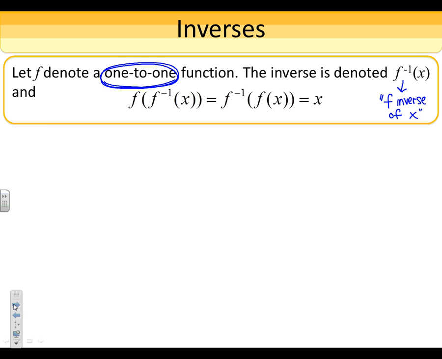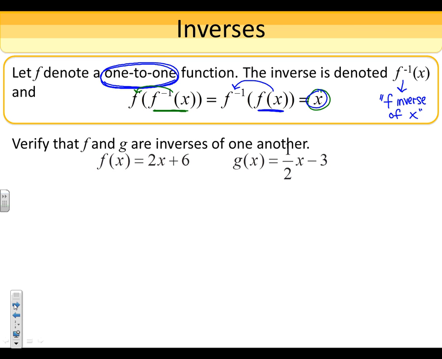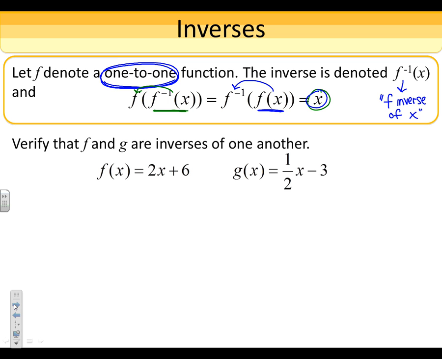We can verify that two equations are inverses of each other if we compose them together. If I take the inverse of the function and plug it into the original function, I should get x as my answer. And if I take the original function and plug it into the inverse, I should also get x. This is because the functions are reflections of each other, reflected over the line y equals x. So when we compose them together, we should get that answer of x.